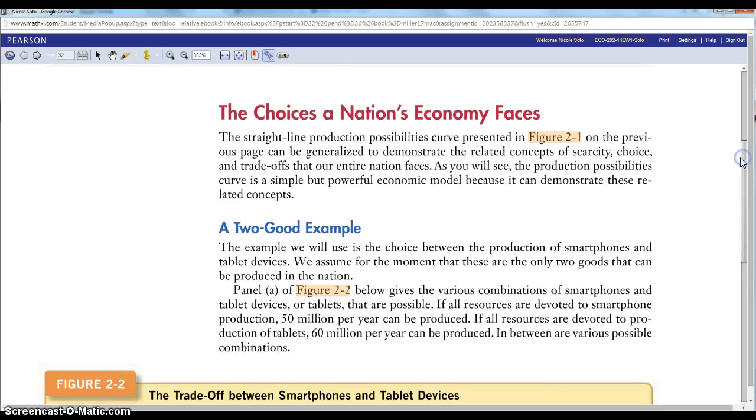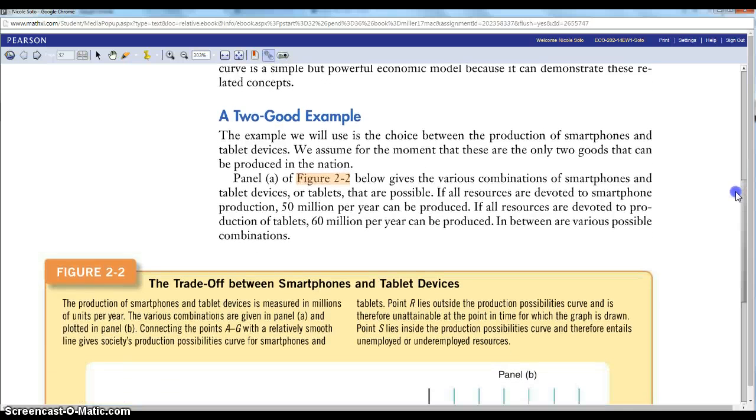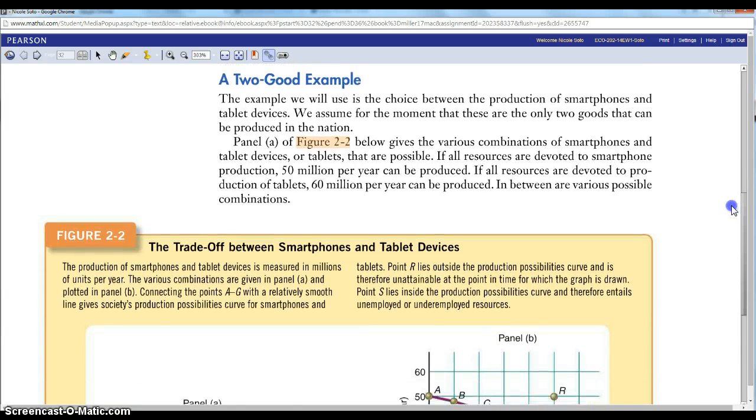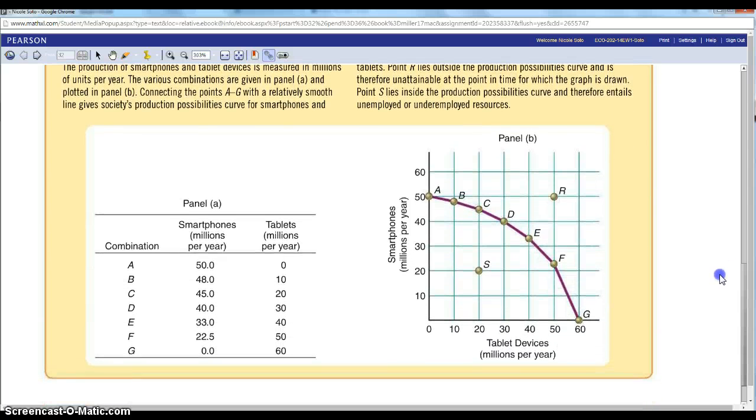And it talks about choices a nation's economy faces. So basically that trade-off between, okay, am I going to grow wheat or am I going to build cars? It's a silly example, but they're all kind of silly because it's just a too good example. But the too good example kind of lets you see the concept more clearly. And they show a similar graph to the problem that you discussed.